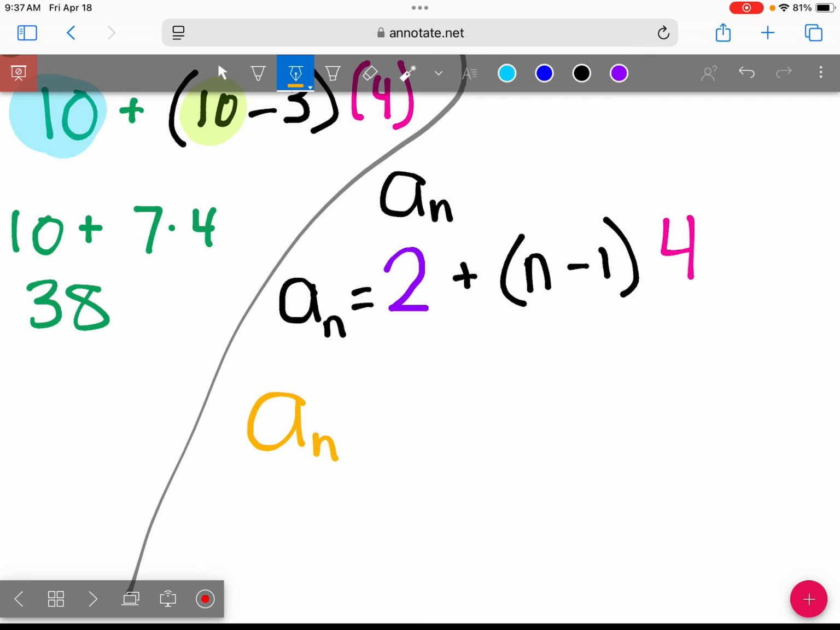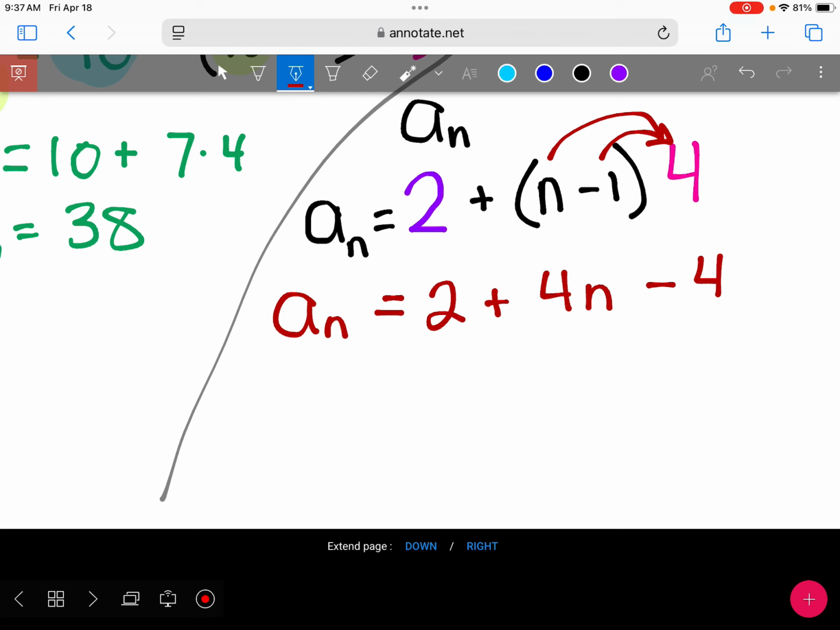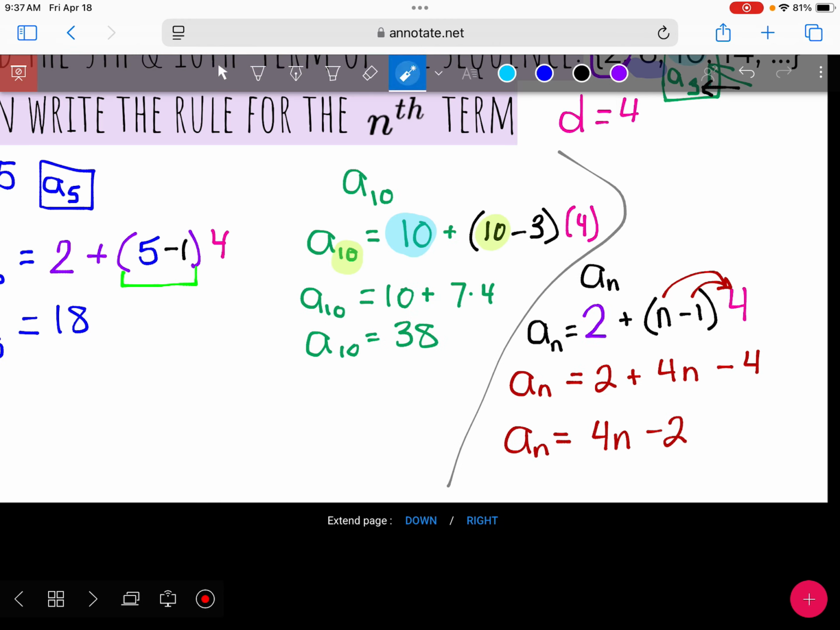Whatever. All right, so I'm not going to use the yellow. That's really hard to read. So our A sub n, let's get our simplified equation here. 4a minus b. He jumped ahead, but yes. So we're going to start by multiplying this out, doing our distribution. 2 plus 4n minus 4. Simplify this out, A sub n, we get 4n minus 2.